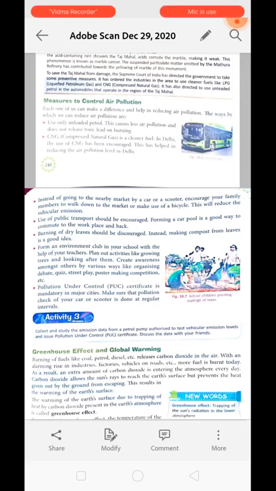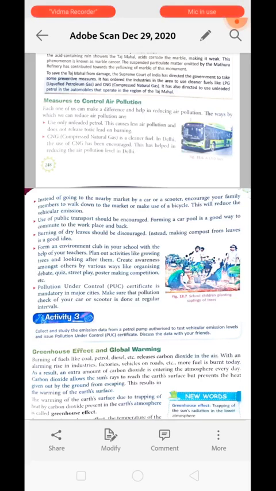Now next, burning of dry leaves should be discouraged. Why? Because burning of these dry leaves can produce a large amount of fumes and smoke. Instead of burning them, we can make compost of the leaves. It is a good idea because it is also very good compost for the growing plants.